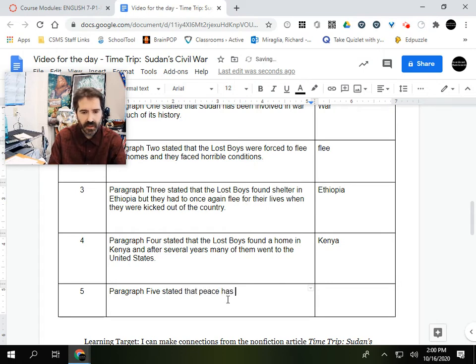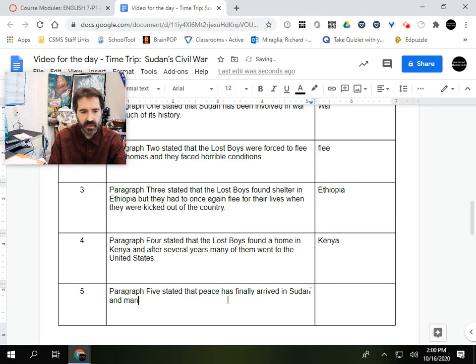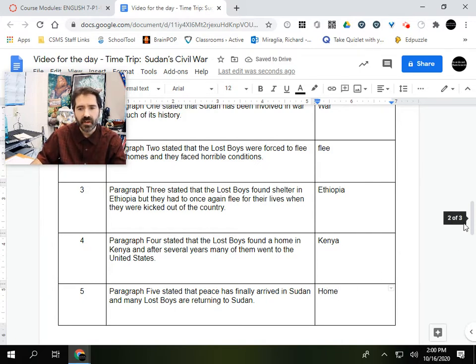So paragraph 5 stated that peace has finally arrived in Sudan, and many Lost Boys are returning, even though we know that's not necessarily the case today. But we could say maybe home could be our one word describing the Lost Boys going home finally.